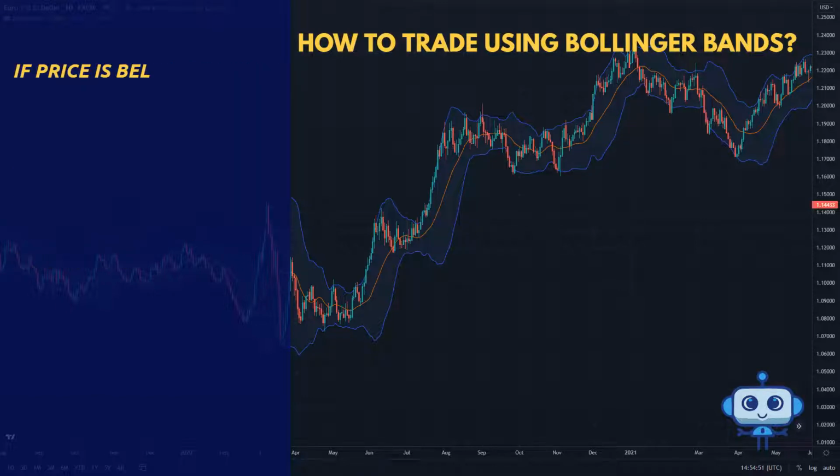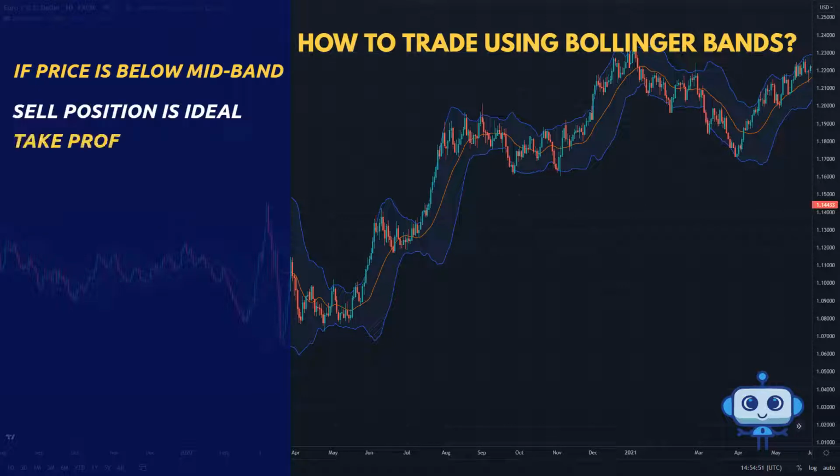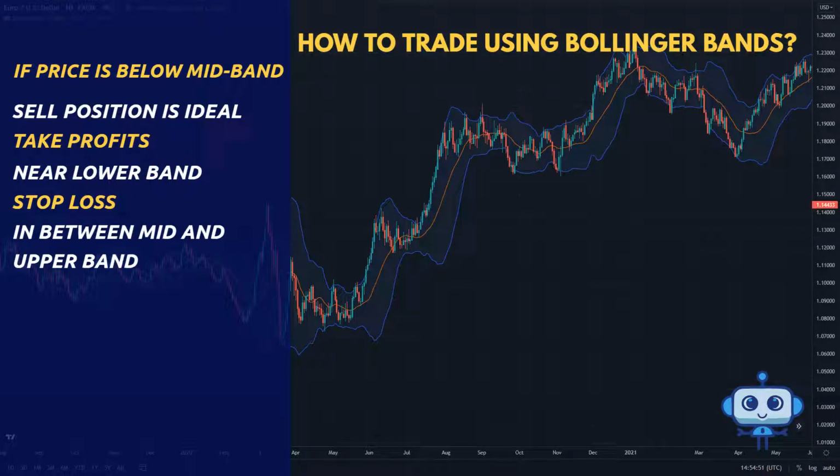Likewise, if the price is below the mid-band, you can prepare to take a sell entry, and keep your take profit near the lower band. The stop loss in this scenario will be in between the mid-band and upper band.